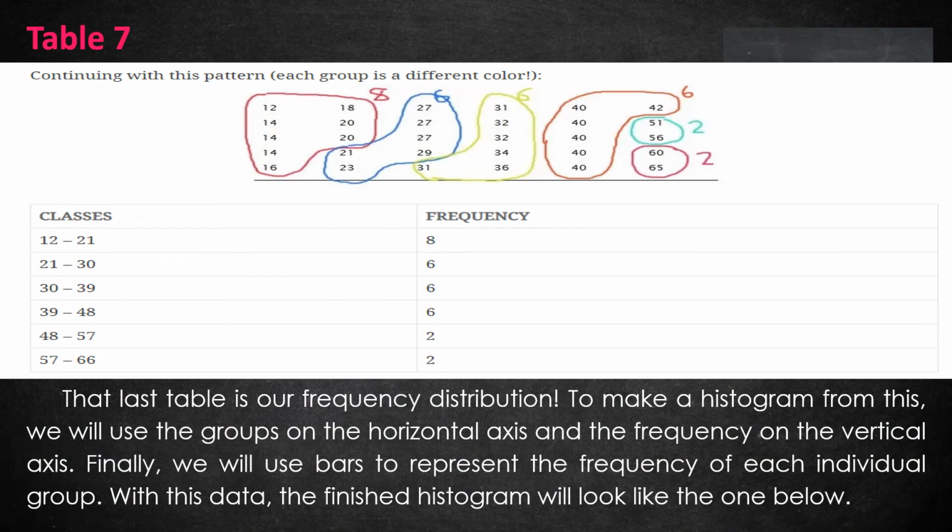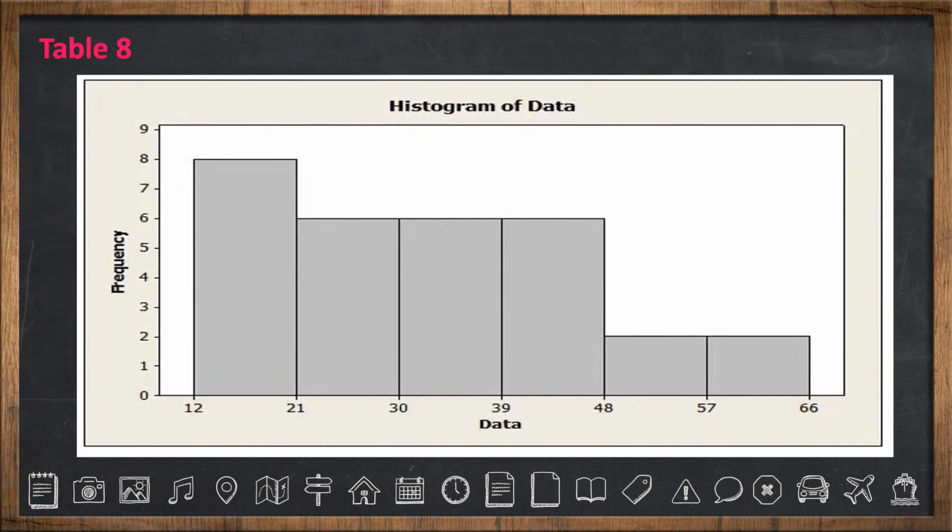Okay, so table number 7. That last table is our frequency distribution. To make a histogram from this, we will use the groups on the horizontal axis and the frequency on the vertical axis. And we will use bars to represent the frequency of each individual group. With this data, the finished histogram will look like the one below. So this will be the histogram of the data.